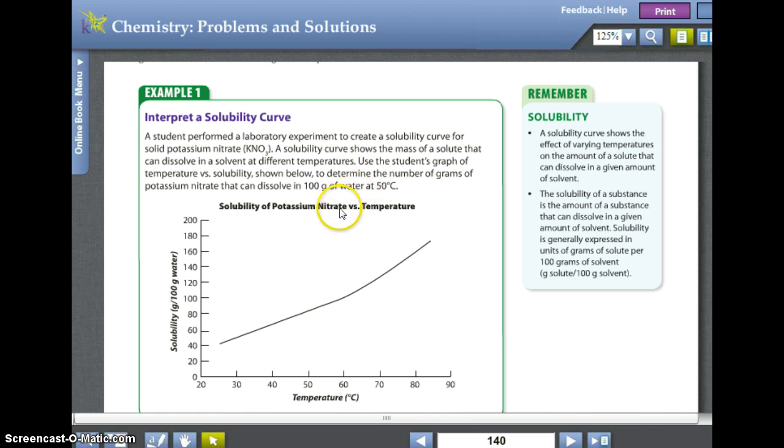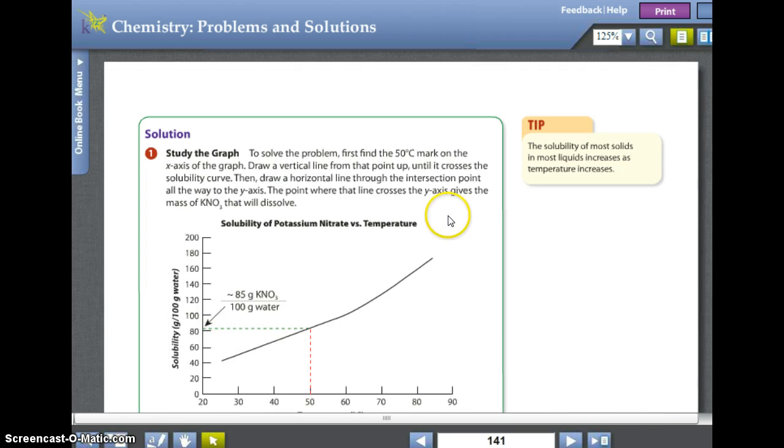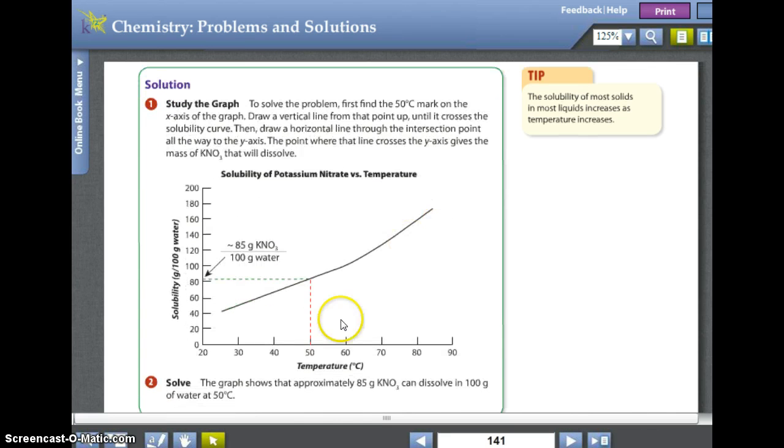Use the student's graph of temperature versus solubility shown below to determine the number of grams of potassium nitrate that can dissolve in 100 grams of water at 50 degrees Celsius. So at 50 degrees, how much can dissolve? Looks like right around 80 grams. Okay, and so they show you here, they go up to the best fit line and they go over and they said, oh, it's a little higher, so it's about 85 grams.